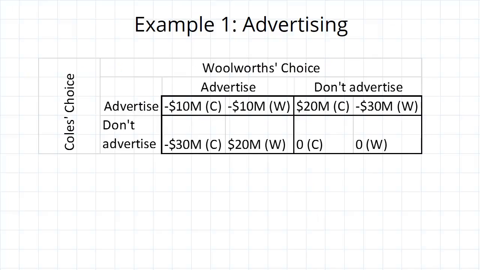Now if we go back to an example of a game that we've been using so far, the one where Coles and Woolworths choose whether or not to advertise, we know that each has a dominant strategy, which is to advertise. So the dominant strategy is meant to always give them the better result. And if they both follow their dominant strategies, we end up with this unique Nash equilibrium here.